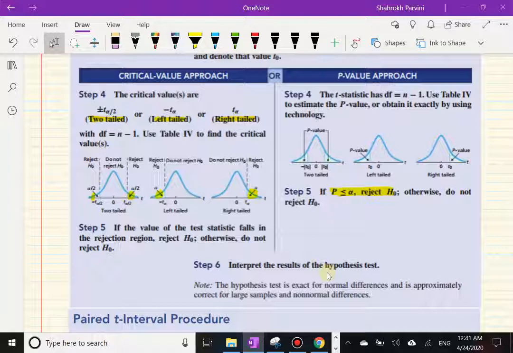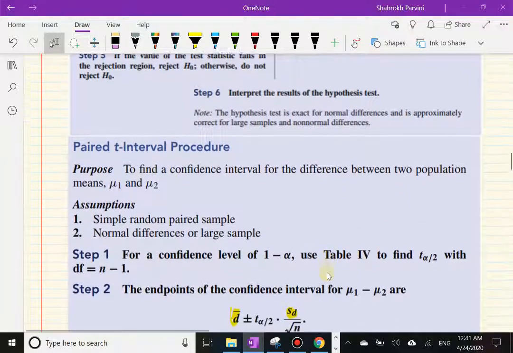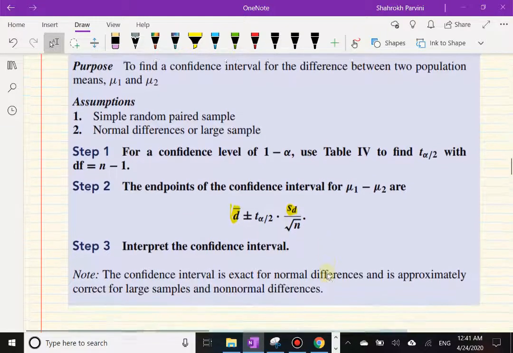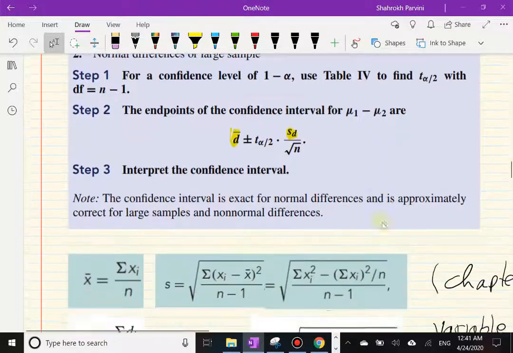So this is the criterion again for the hypothesis test. And if you want to do a confidence interval, same set of assumptions we just had. And here's the formula for our confidence interval. It's going to be d bar, the average difference, plus or minus a t times s sub d, the standard deviation of the differences, divided by the square root of the sample size. This is the same formula as the one we had in chapter 8.